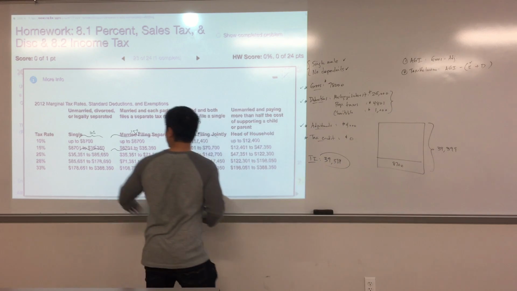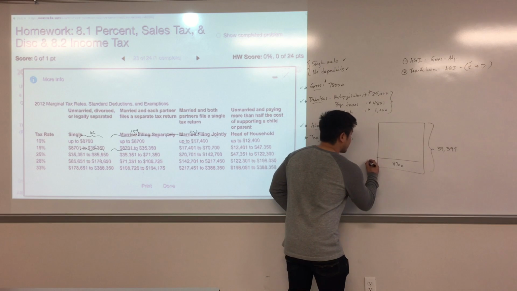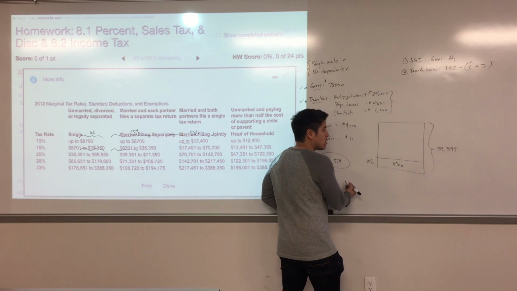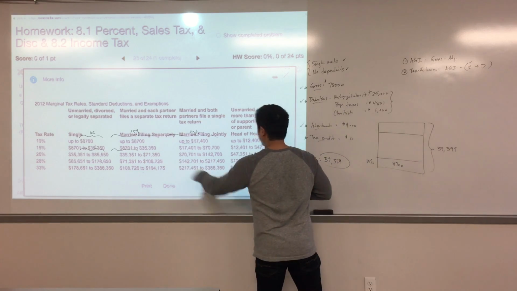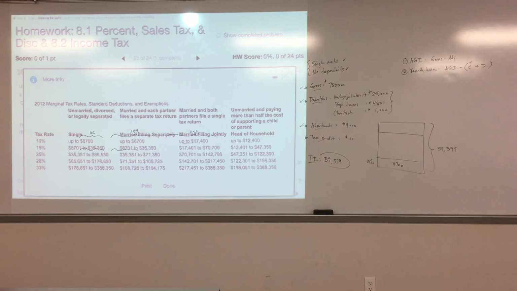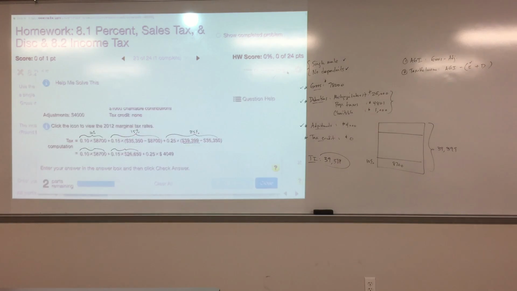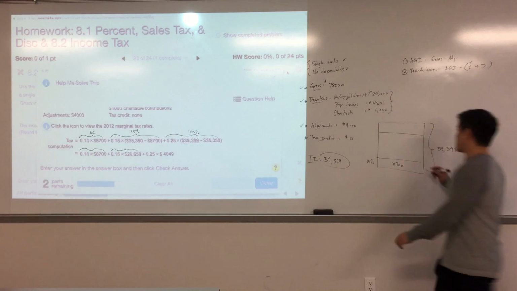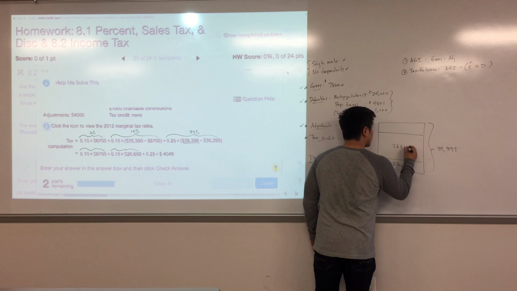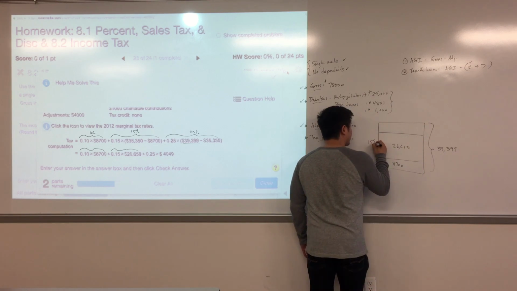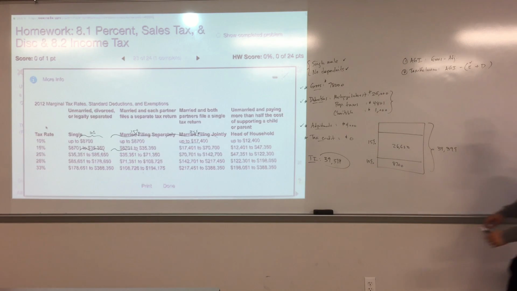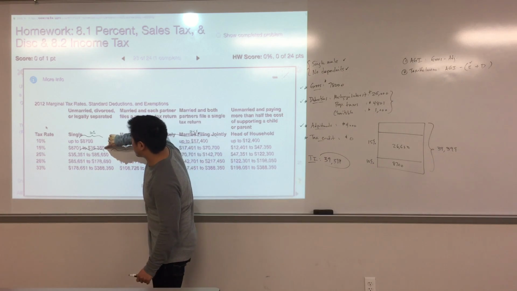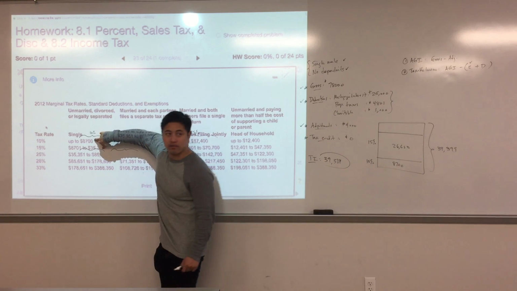$8,700 is taxed at 10%. Then the next 26,000, what was it? 26,650 is taxed at 15%. How did I know that number? All you have to do is look at your bracket and find the difference between the ending of the next bracket and the ending of the one before.